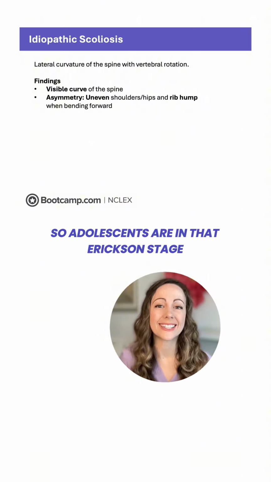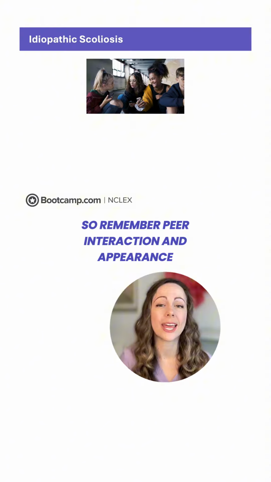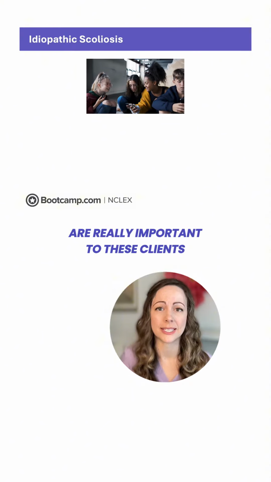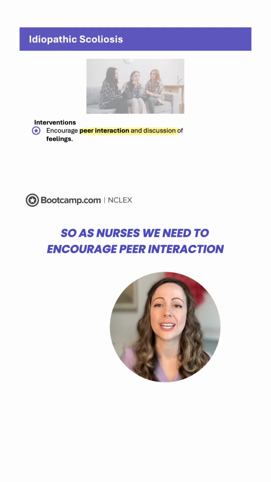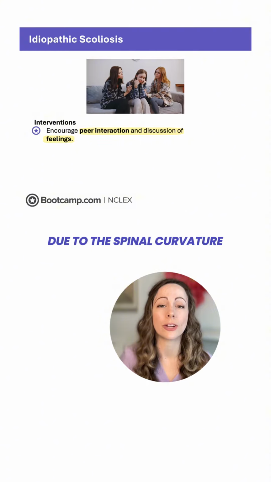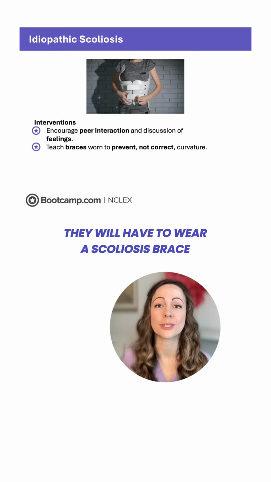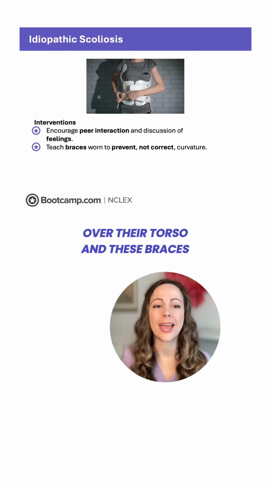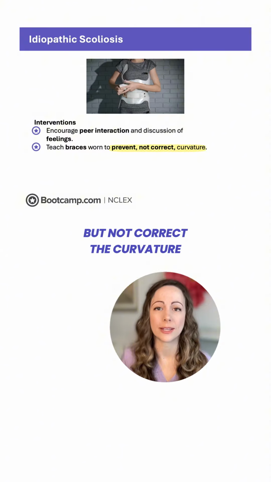curvature. So adolescents are in that Erikson stage of developing a sense of identity. So remember, peer interaction and appearance are really important to these clients. So as nurses, we need to encourage peer interaction and discussions of feelings because they have this obvious alteration of body image due to the spinal curvature. So for moderate curvatures, they will have to wear a scoliosis brace over their torso. And these braces we need to teach are worn to prevent but not correct the curvature.